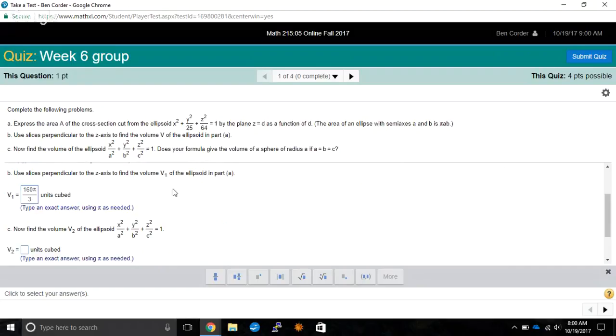Find the volume of the ellipsoid. So just do the general case. So like 4/3 pi ABC, isn't that what it is? Or AB? I think so, right? 4 pi ABC over 3. Yeah. Is that what I had last time?